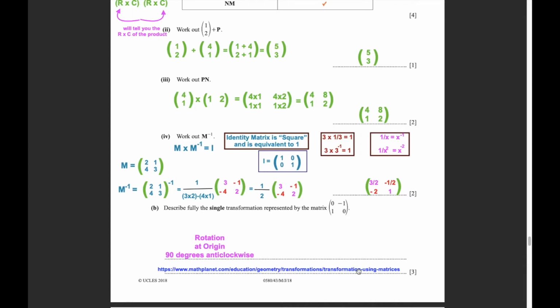I'll leave a link to the website that I found, and basically I suggest creating a single sheet where you have all the different transformations, the reflection, the rotation, and so on. So you'd know, okay, this means this, that means that, and of course with practice they do get easier, and it won't be as difficult.